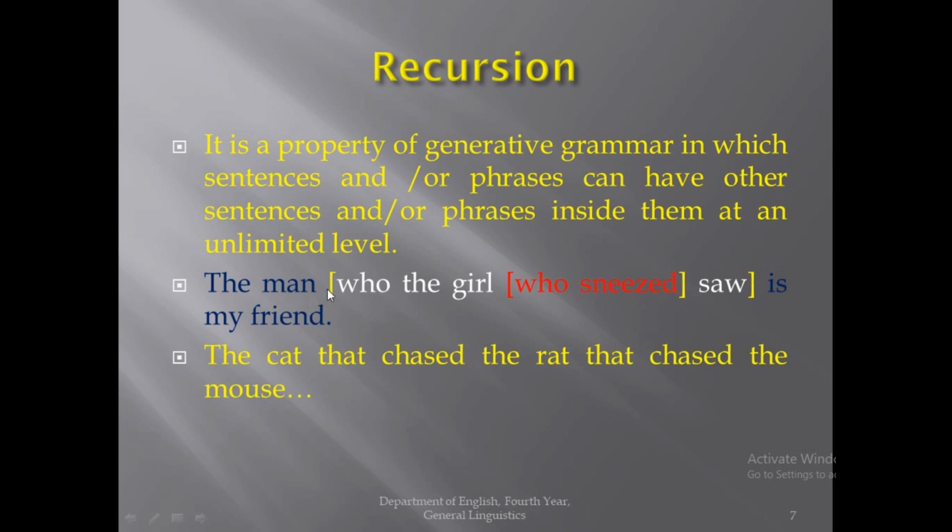Now within this sentence, another sentence recurs in it, which is whom the girl saw. It means whom the girl saw. So this is another sentence. Inside this other sentence, there is another one which recurs within it: who sneezed. So one sentence, two sentences, three sentences. Three clauses within one sentence.